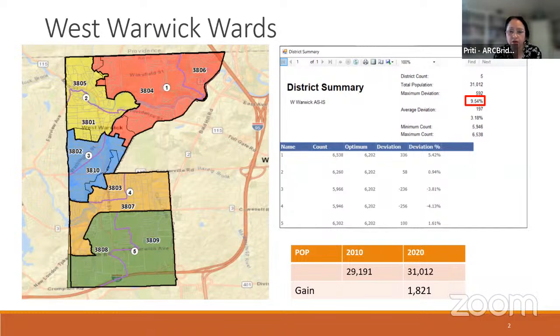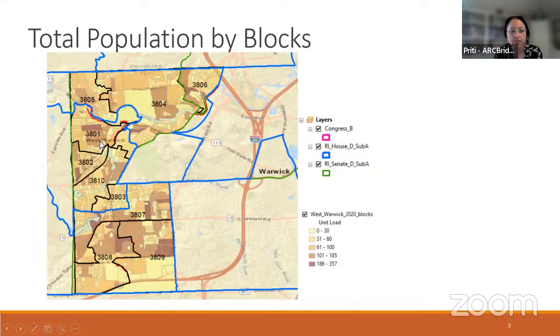So with this, I'm just going to talk about where the population is. On this slide, what you're seeing is total population by census blocks, which means that each block is shaded by the number of people living in it. And when you look at the legend, the darker the color, the more people in that block. Where you see these darker shaded blocks, that is where you have larger numbers of people living there. The blue line that you see are the new House districts that were just approved, and the green ones are the Senate districts which were approved. So with this, we drew some alternates.